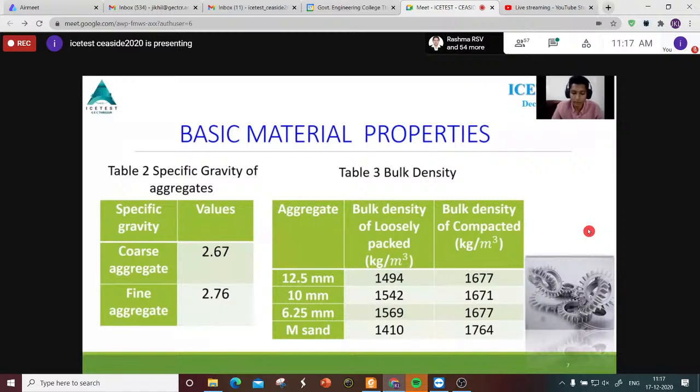Basic material properties. For doing packing density method, the aggregates have to be tested for specific gravity and bulk density. Table 2 gives the specific gravity of aggregates. For coarse aggregate, the specific gravity value is 2.67 and for fine aggregate, it's 2.76. Table 3 shows the bulk density of aggregates. Here, the bulk density is calculated in both loosely packed form and compacted form. The values are shown in the table.